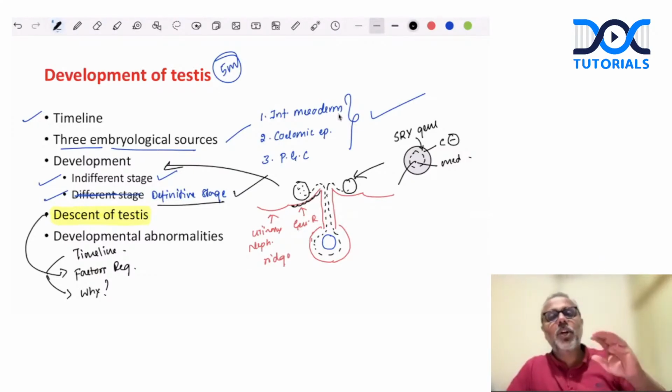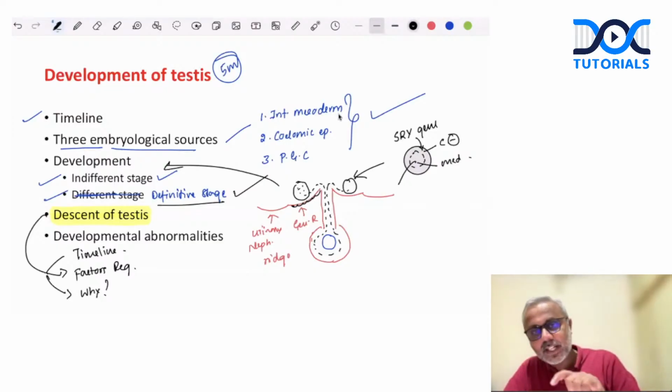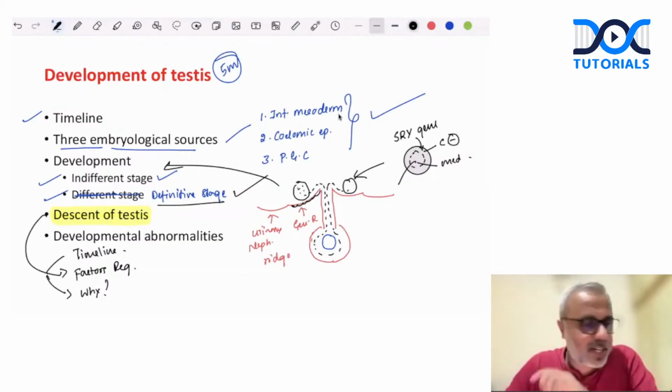Then we need to talk about the timeline. When does it reach the deep inguinal ring? When does it traverse the inguinal canal? When does it come to the superficial inguinal ring? And when does it come to the scrotum?